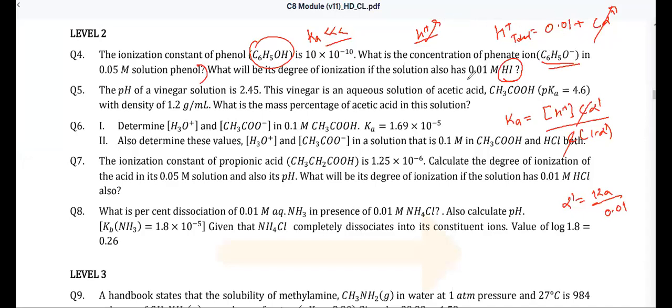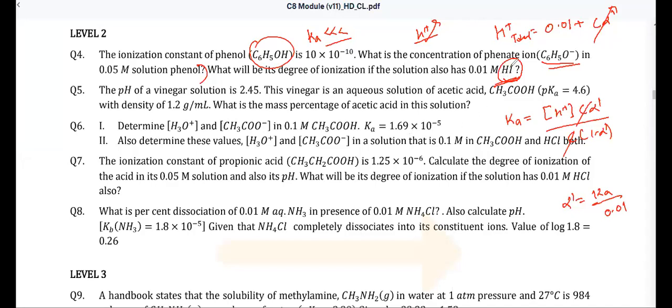Now, second part. In the second part, HI is added. So HI will act as a common ion, yes or no? Now, whenever we have a common ion, first you have to think which is your common ion. So obviously, your common ion is H plus. Right, everyone? Common ion is H plus.